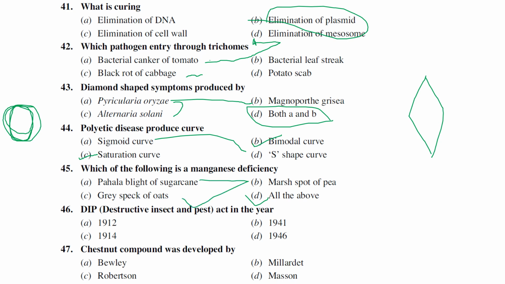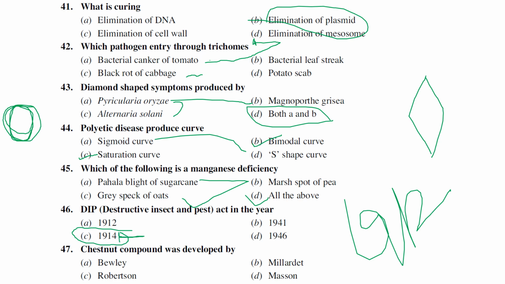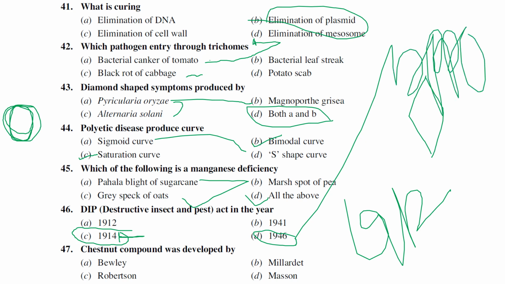The DIP Act was passed in the year 1912, 41, 14, 46? Actually the Federal Quarantine Act was the first quarantine act, passed by America in 1912. Later the same act in India was enforced under another name, DIP, Destructive Insects and Pests Act, in the year 1914. 1946 is also an important year, when DPPQ was started, the Directorate of Plant Protection, Quarantine and Storage, located at Faridabad, Haryana.